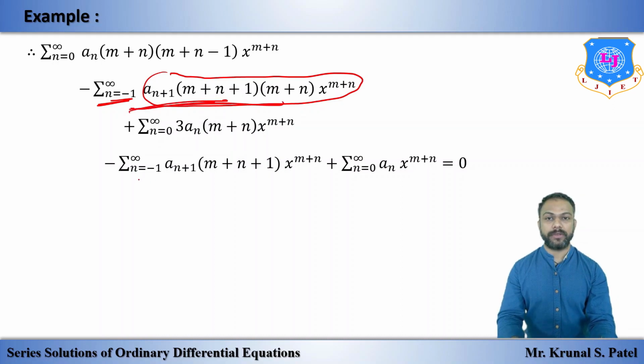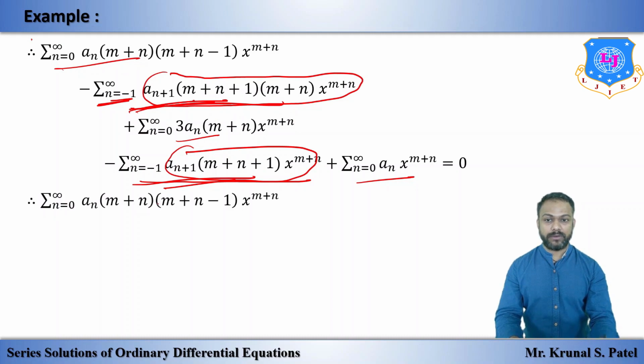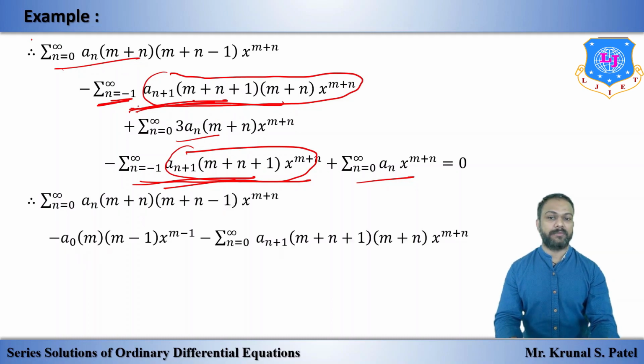In a similar way, we will put n equal to minus 1 in this term, and then we will start the sigma from n equal to 0 with this entire term. So this term also gives us two terms. In total we have 1, 2, 3, 4, 5, 6 and 7 terms. This is our step of making the power of x equal. Now the first term is as it is, and the second term gives us this.